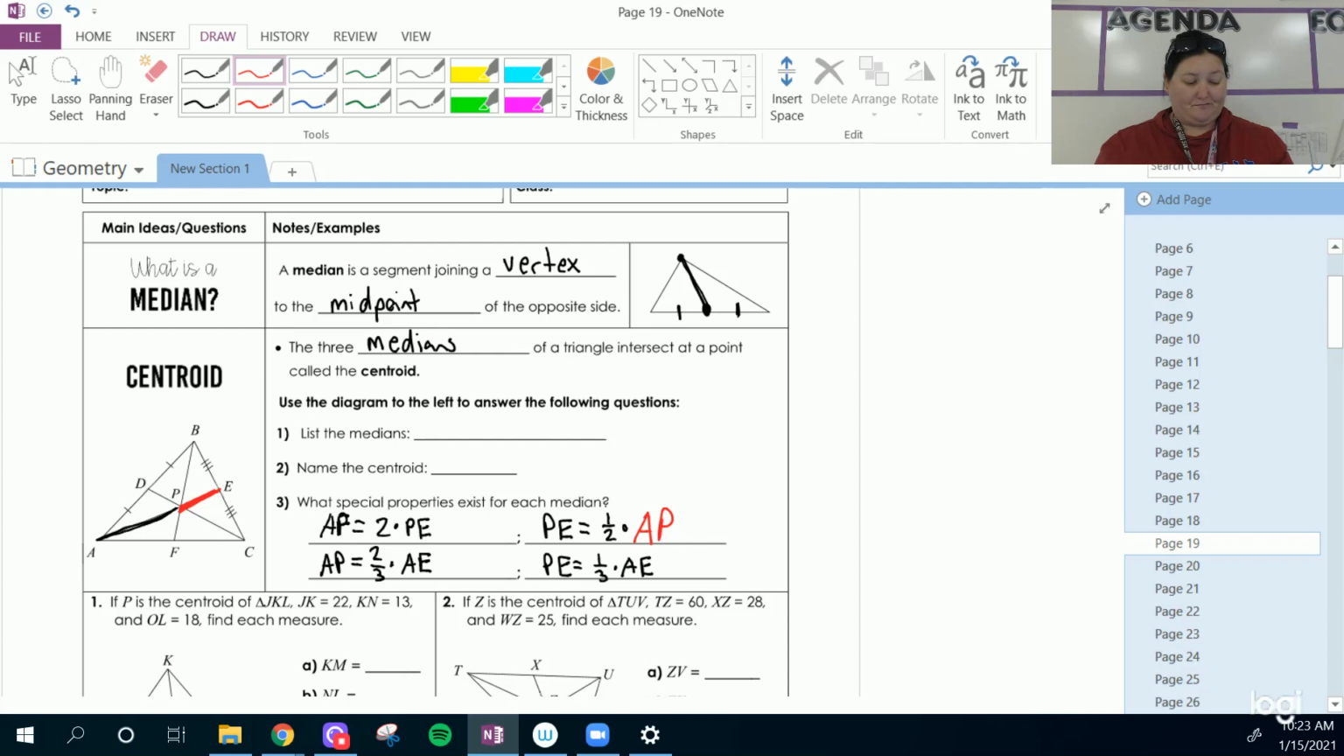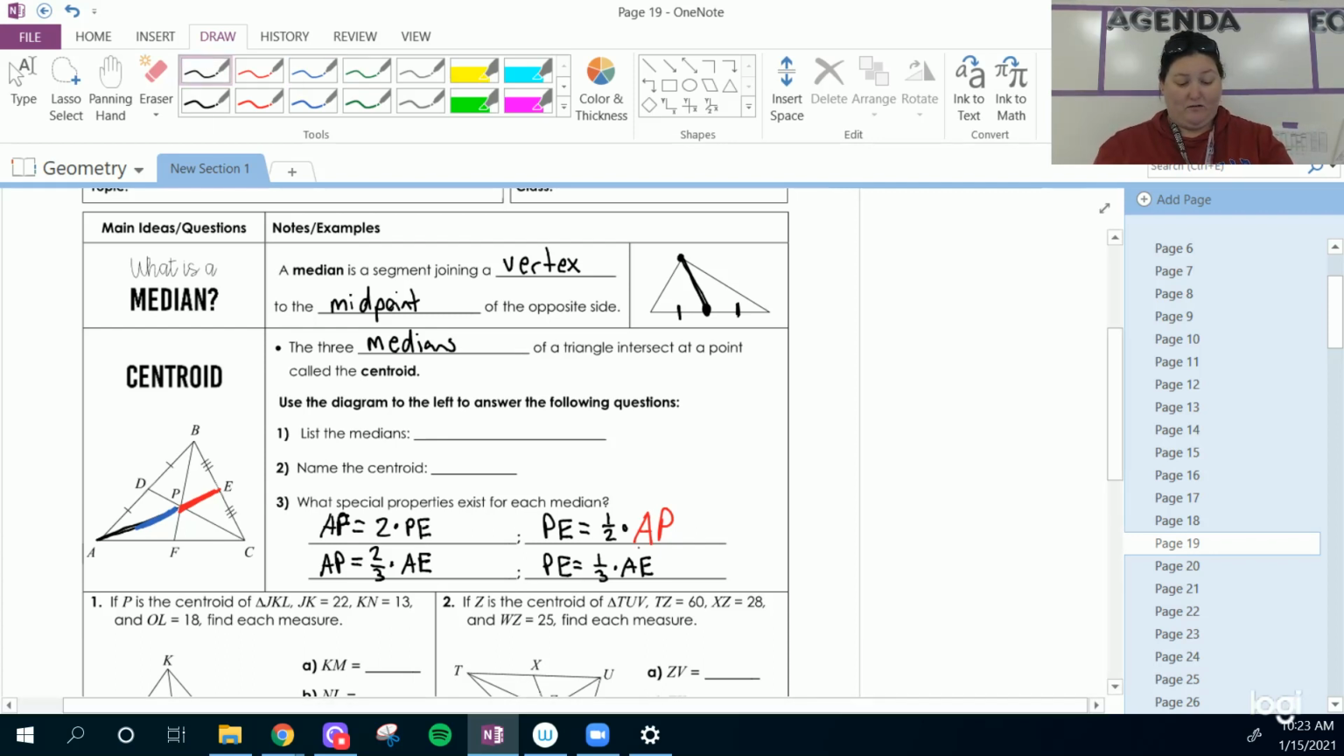And another thing is that the big piece is 2/3 of the whole median. So if we have our whole median here, we can split it up into 3 equal pieces, and that's going to make up our median. So we're going to go over some problems and make some more sense of these special properties. The properties will make more sense as you start to work with them.